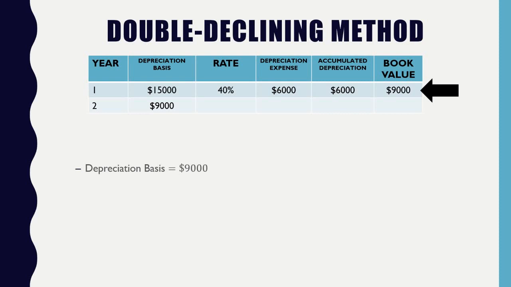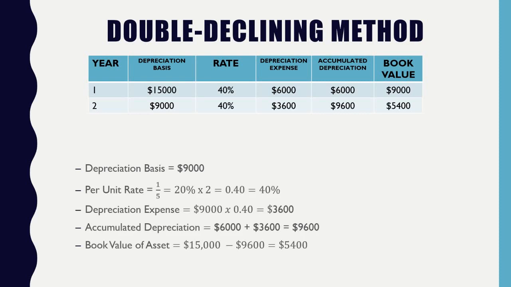Again, that's the beginning of the year's book value, the same as the end of the previous year's book value of $9,000. This is where you start calculating everything else. Once again, use the rate of 40%. The depreciation rate is 1 over its estimated useful life of 5, which is 0.2, times 2, which gives you 40%.